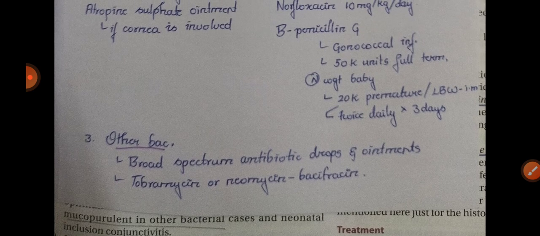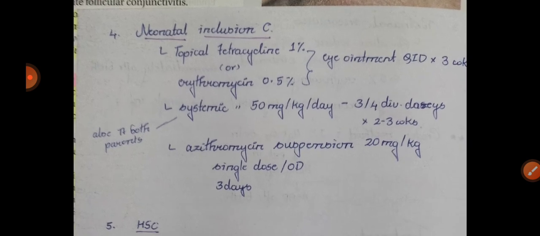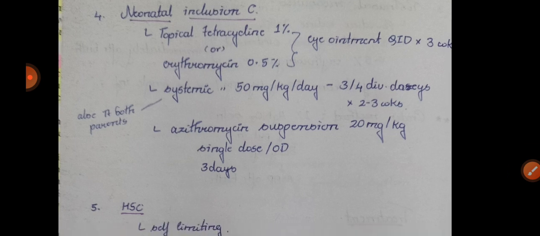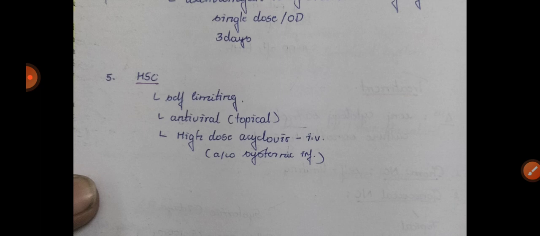For other bacteria, broad spectrum antibiotic drops and ointment should be given. Tobramycin, neomycin or bacitracin can also be given. Now coming to neonatal inclusion conjunctivitis: topical tetracycline 1% or erythromycin 0.5% eye ointment should be given 4 times a day for 3 weeks. Systemic erythromycin 50 mg per kg in 3 to 4 divided doses for 2 to 3 weeks, and we should also treat the parents. Next, azithromycin suspension 20 mg per kg, single oral dose for 3 days. For herpes simplex neonatal conjunctivitis, it is self-limiting. Topical antivirals can be given, and high dose acyclovir IV should be given systemically.